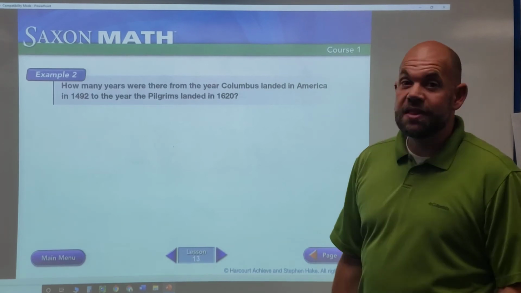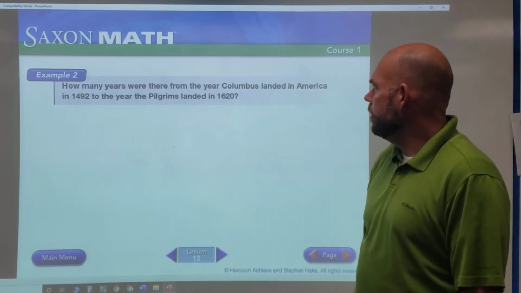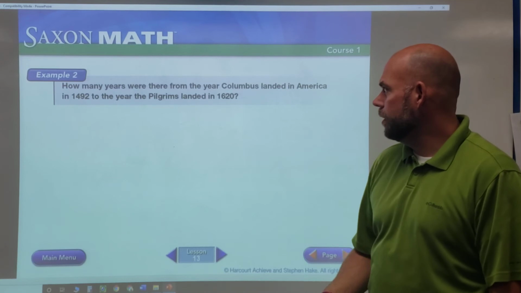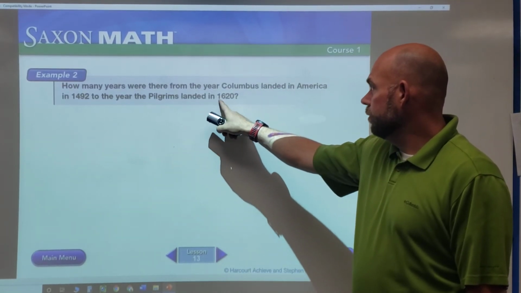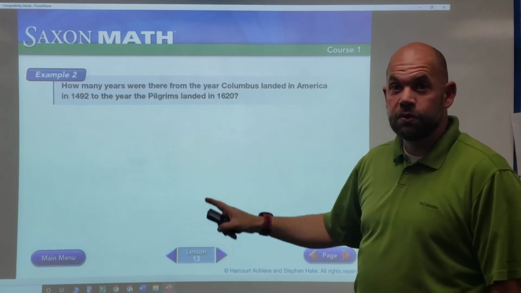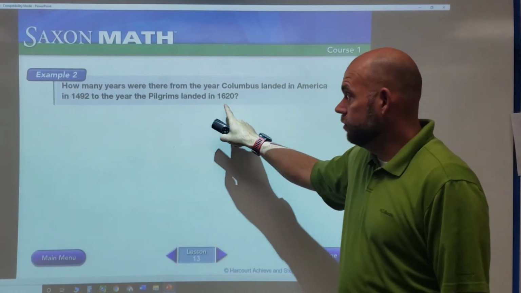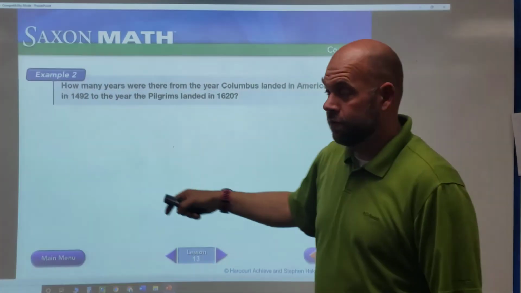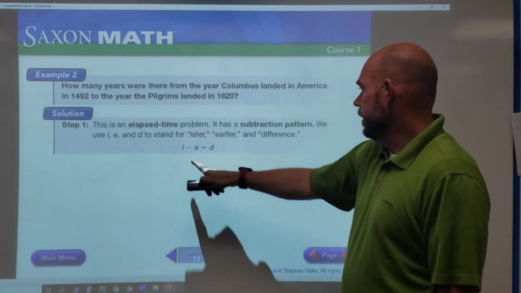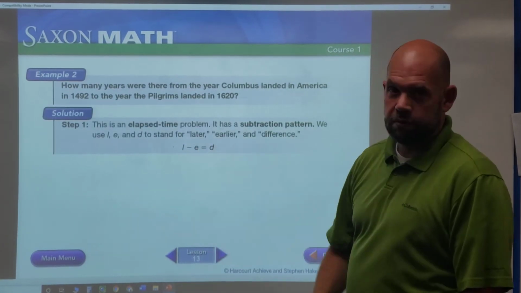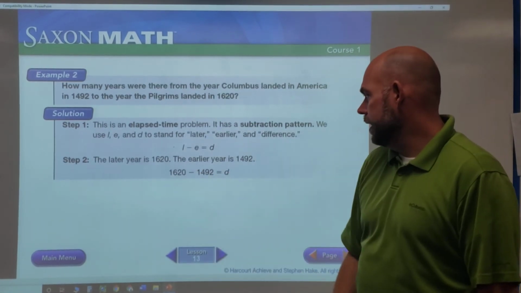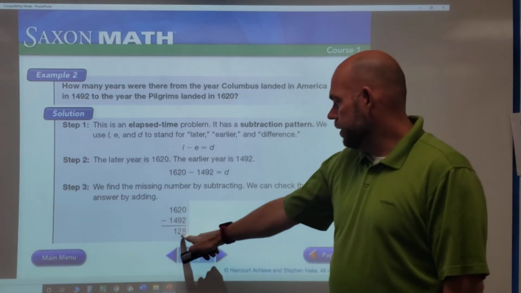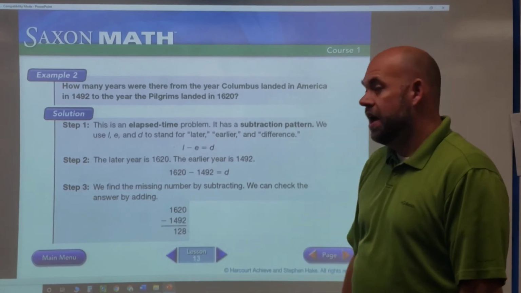All right, so let's try this problem. How many years were there from the year Columbus landed in America in 1492 until the Pilgrims landed in 1620? So first we'll take the later date, then we'll subtract the earlier date and look for the difference. Later, subtract earlier, look for difference. So the later date here was 1620. We'll subtract 1492. When we do that, we get 128 years, and that's the difference.